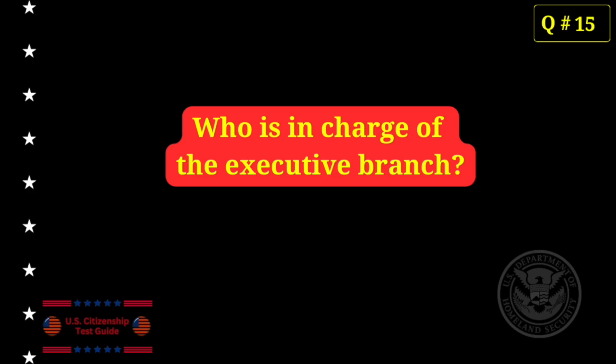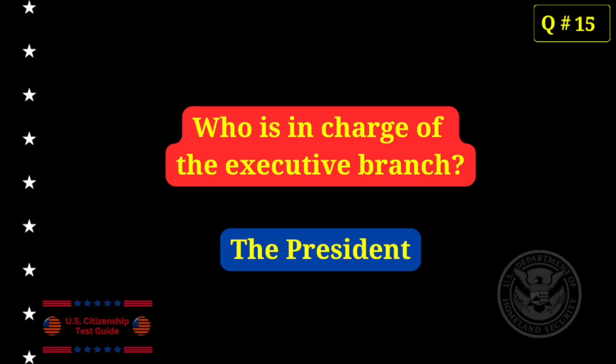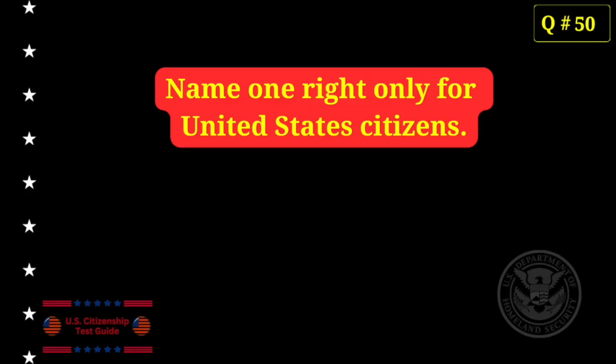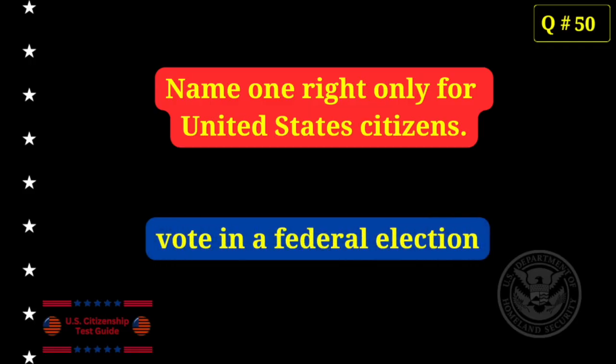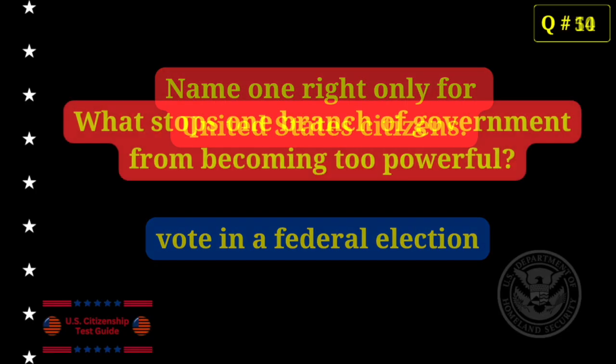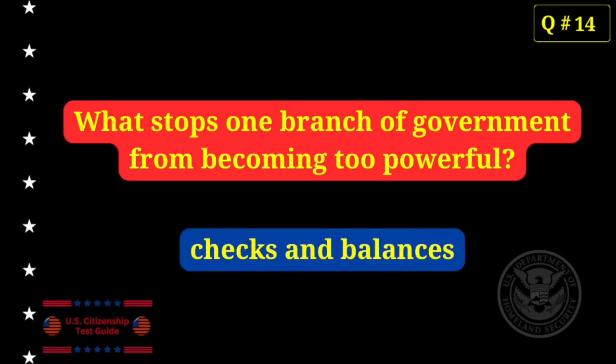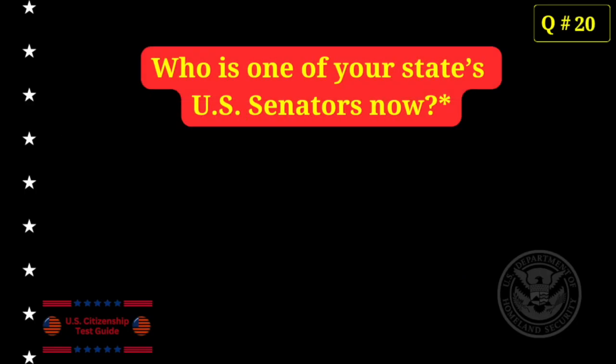Who is in charge of the executive branch? The President. Name one right only for United States citizens. Vote in a federal election. What stops one branch of government from becoming too powerful? Checks and balances. Who is one of your state's U.S. senators now?